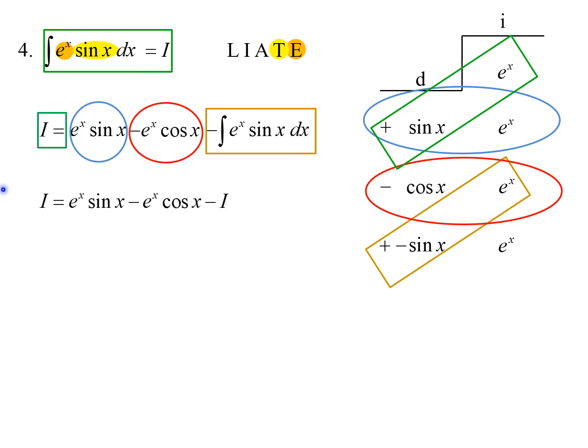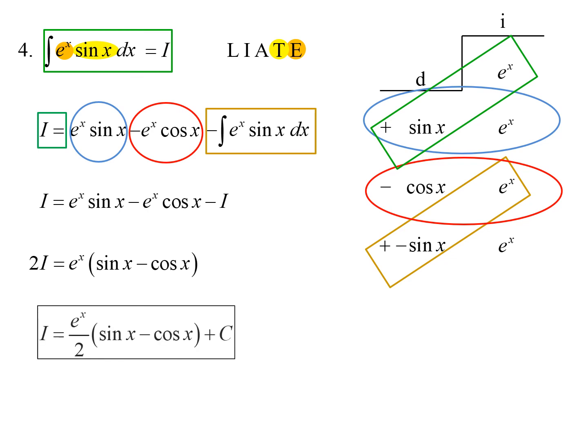So now I have this equation, and I'm trying to solve for I, which is the original integral. I'm going to add I to both sides. I'm going to divide by 2, and that's my answer. So we put the plus c there. That's how you do integration by parts using the table.